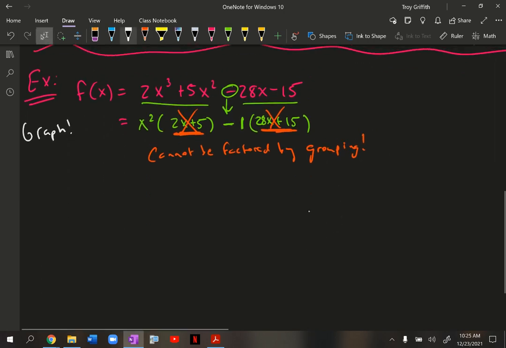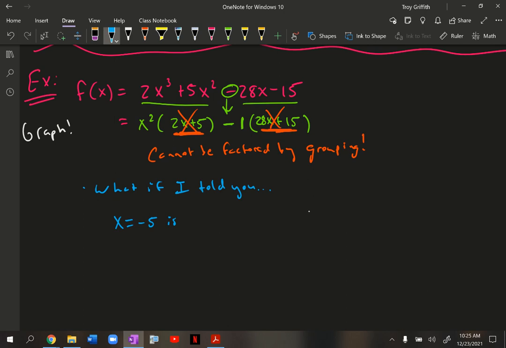So that's where I'm going to extend this problem a little bit and say, what if I told you that x equals negative 5 is an x-intercept of f of x? So what that means is the big jump in thinking right here, and you've got to be able to make this connection in order to do this problem any further.